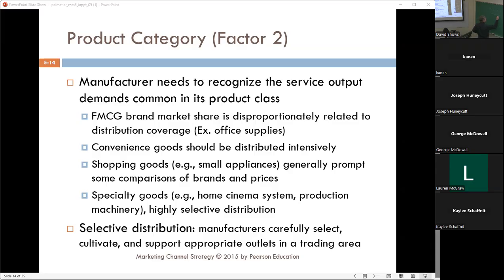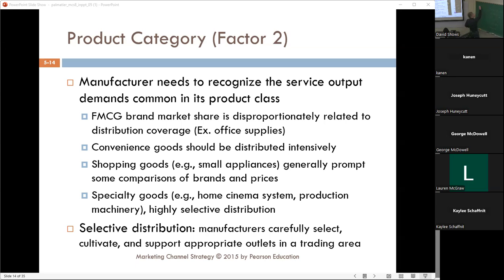Convenience are goods like staples. Staples are goods we shop every day. And these tend to be things that we need every day: milk, eggs, bread, all in those given categories. So those are staples. Those are goods that need to be in the closest place possible.